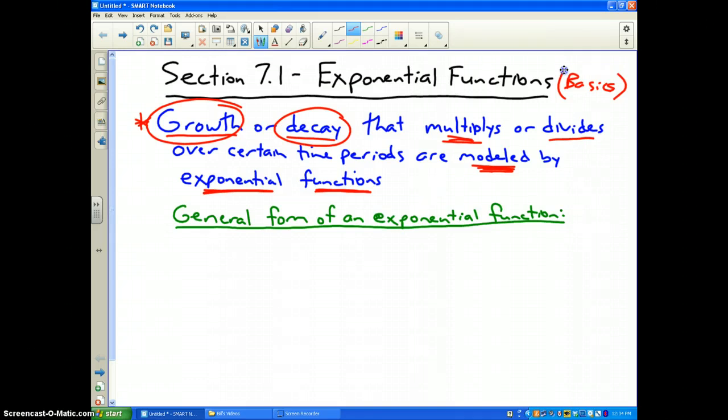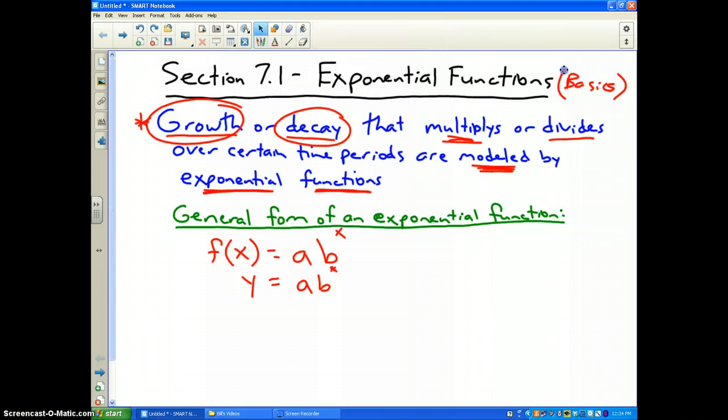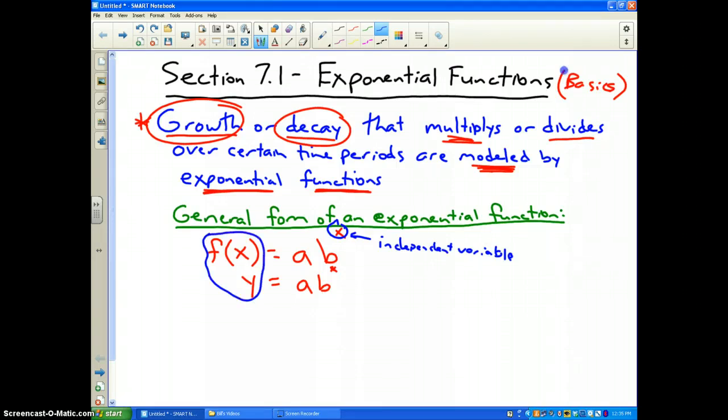The general form of an exponential function is f of x equals ab to the x power. Or if you want to write it, y equals ab to the x power, however you'd like to do that. But the key is the x is our variable. In fact, it is our independent variable. And as always, the y, or the f of x part, this part right here, is our dependent variable.